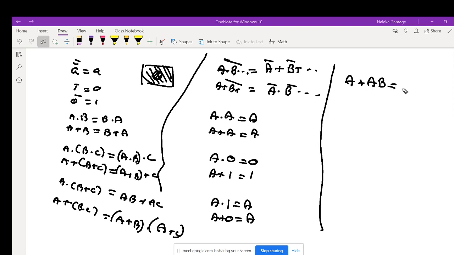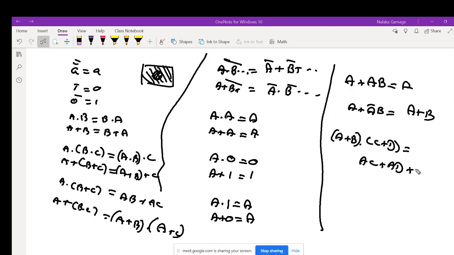A plus AB is A. A plus A bar B is A plus B. Similarly, we have (A plus B) dot (C plus D) equal AC plus AD plus BC plus BD. And finally, you have the exclusive OR. We can transfer to ANDs, NOTs and ORs. That is A B bar plus A bar B.